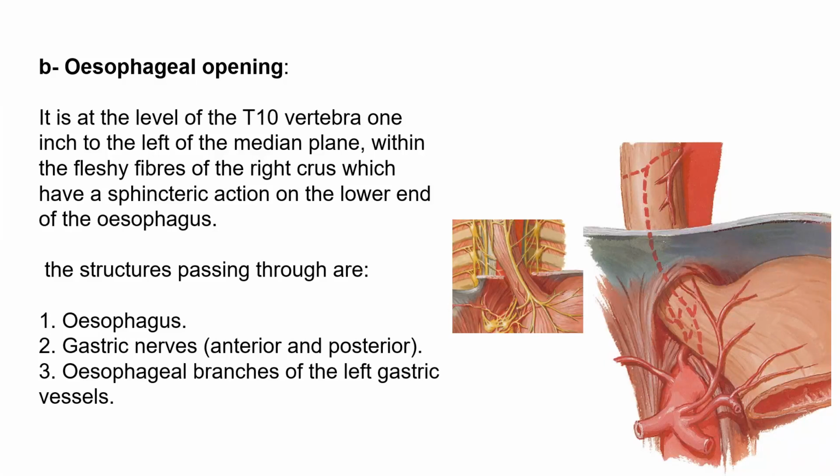The esophageal opening, as we said before, lies opposite T10 vertebrae. The structures passing through it are the esophagus, lower part of the esophagus, with the two vagi, continuation of which will continue as the anterior and posterior gastric nerves. The last structures passing through this are the vessels of the left gastric artery and vein, supplying the esophagus. Also, it is a site of a portosystemic anastomosis.